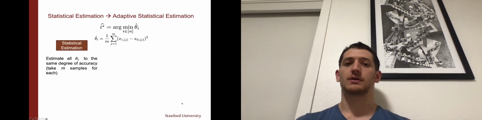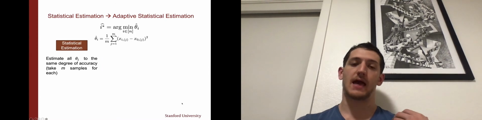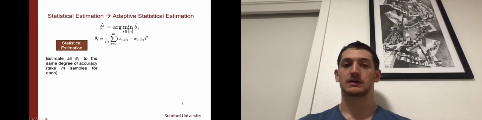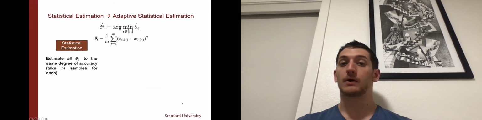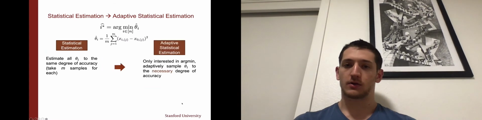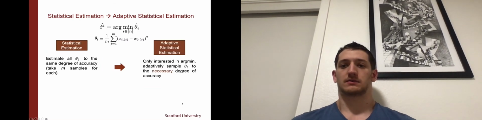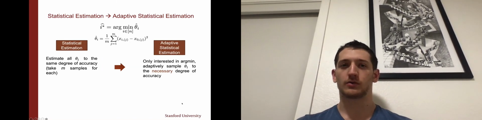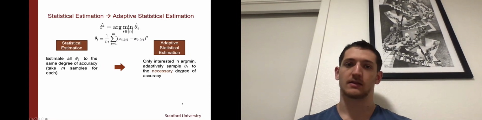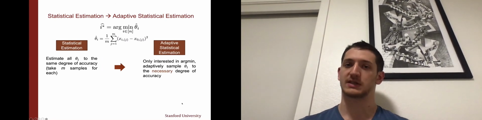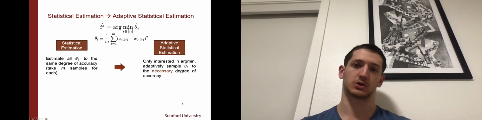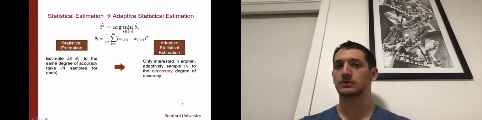However, if you noted, in the previous slide, we said take m terms for each sum. That is, compute each estimate of distance to the same degree of accuracy. But we don't need to do that. In reality, all we need to do is to determine the argmin. We don't get any extra points for getting everyone to the same accuracy. And so we should only sample them to the necessary accuracy. That is, for points that are far away, we can only get a coarse estimate of their distance, whereas for very close points, we should estimate their distance much more well, so that we can tell who is actually the nearest.